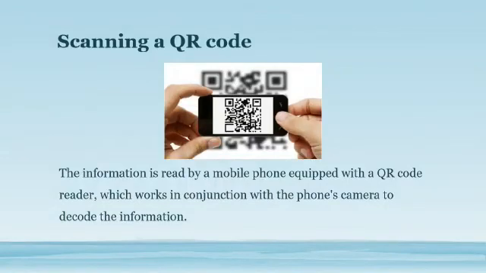Scanning a QR code. For scanning, we need an application on the mobile. The information is read by a mobile phone equipped with a QR code reader, which works in conjunction with the phone's camera to decode the information.